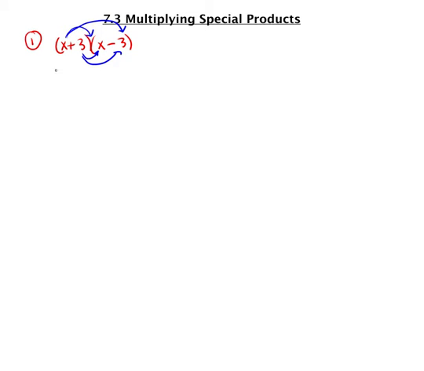So there's going to be kind of four terms that are multiplied together, and x times x is x squared. Then we have x times negative 3 is negative 3x. And 3 times x is positive 3x. You see where it's going, why it's called a special product. And our last one is positive 3 times a negative 3, which is our negative 9.